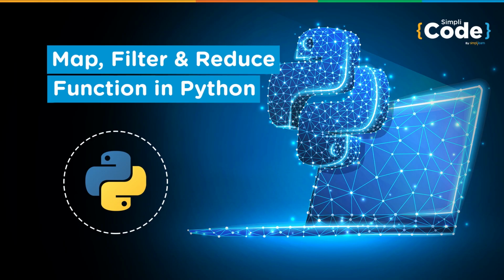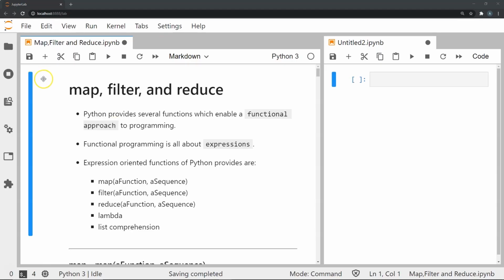In this video, we will be covering the topics of map, filter, and reduce functions in Python. Python provides several functions that enable a functional approach to programming. Since functional programming is all about expressions, some of these expression-oriented functions of Python are lambda functions, list comprehensions, map, filter, and reduce. We've already covered lambda and list comprehensions. Now let's cover map, filter, and reduce.